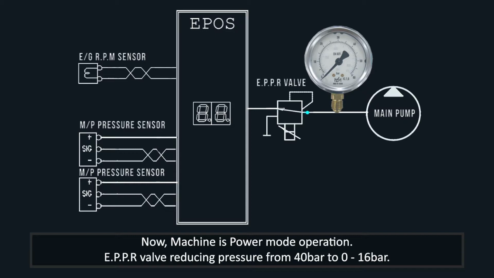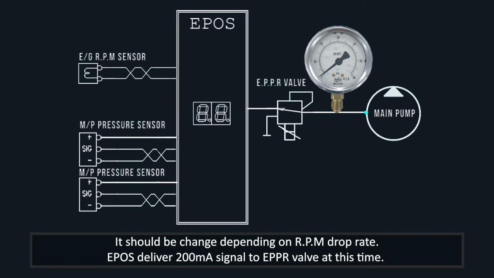Now, machine is power mode operation. EPPR valve reducing pressure from 40 bar to 0 to 16 bar. It should be changed depending on RPM drop rate. EPOS deliver 200 mA signal to EPPR valve at this time.